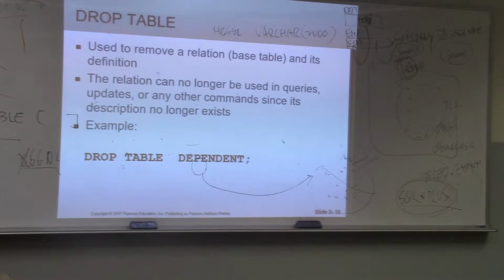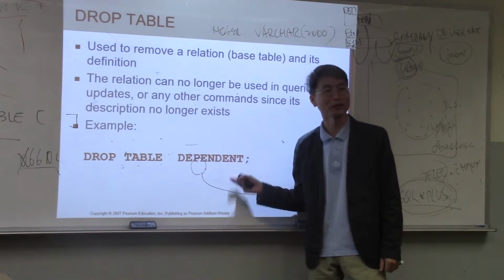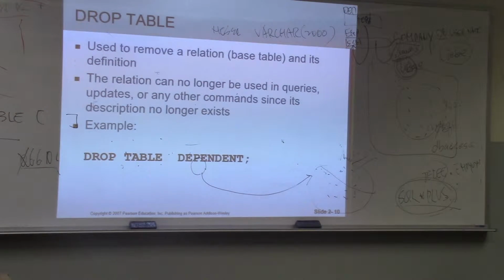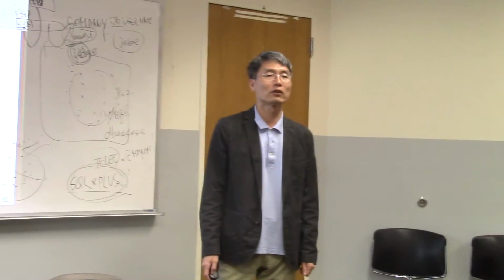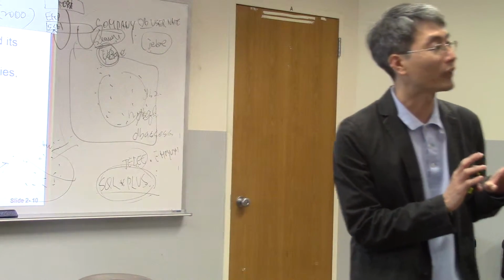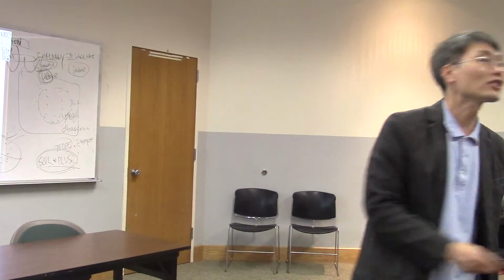So how can we drop? Drop table and table name. Very straightforward. Everybody can understand. Problem: when you have data inside, you cannot drop the table. Like for example, when you delete a folder or remove a directory, if the directory has another file, you cannot drop it. It's the same idea.